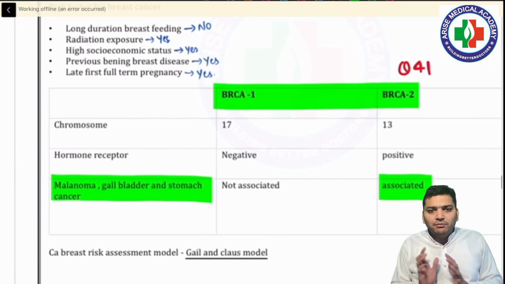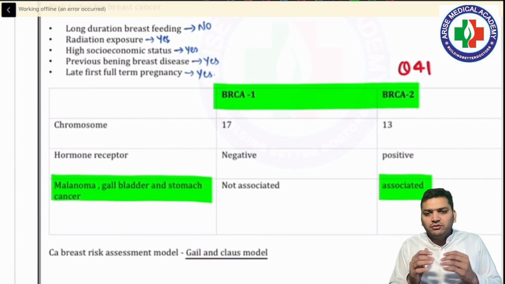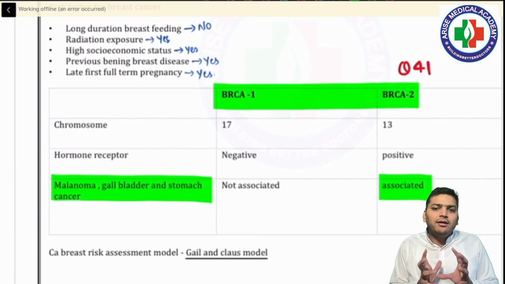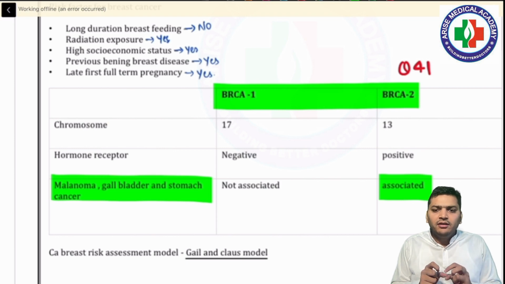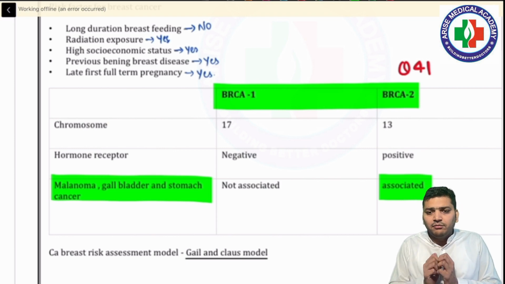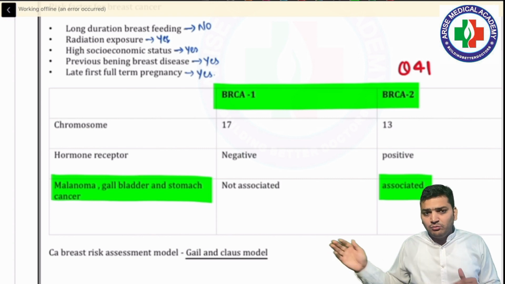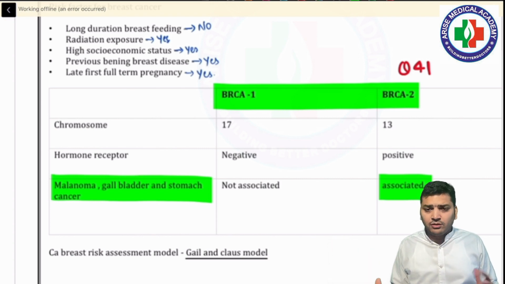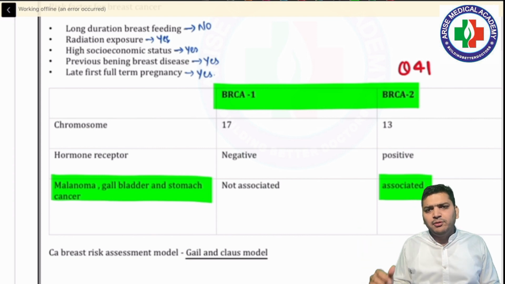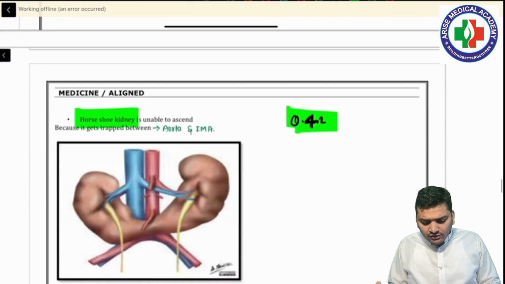Then there was a question from BRCA1 and BRCA2, right? All of the following are true except: the BRCA1 mutation is not related only to malignancies in the female. It is also there in malignancy in males. It can lead to multiple malignancies: gallbladder, stomach, prostate cancer. So if you knew this table, you could have gotten the answer right.